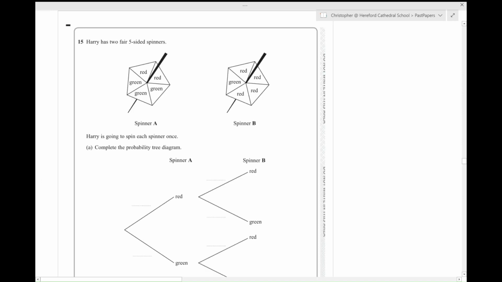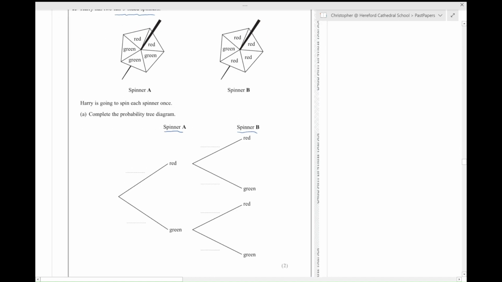Question 15. Harry has two fair 5-sided spinners, spinner A and spinner B. Okay, he's going to spin each spinner once. So it looks like he's doing spinner A first and then spinner B. Complete the probability tree diagram. Right. On spinner A, by the way, the probability of getting a red is 2 out of 5, isn't it? And the probability of getting a green is therefore 3 out of 5. Right, so spin A, probability of getting a red, 2 out of 5. Probability of getting a green, 3 out of 5.